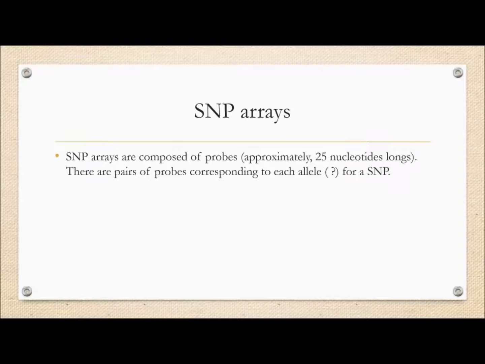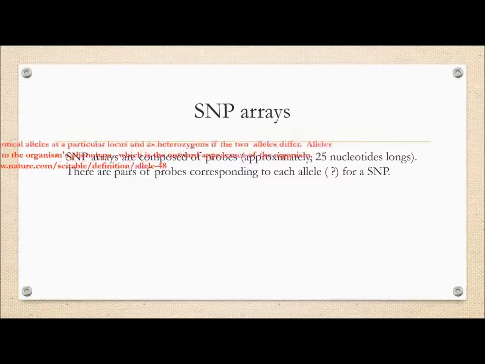SNP arrays are composed of probes approximately. So once again, the SNP array now uses microarray technology. SNP arrays are composed of probes approximately 25 nucleotides long. There are pairs of probes corresponding to each allele for a SNP.